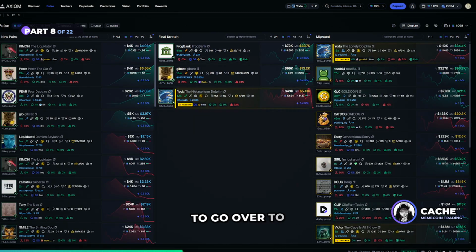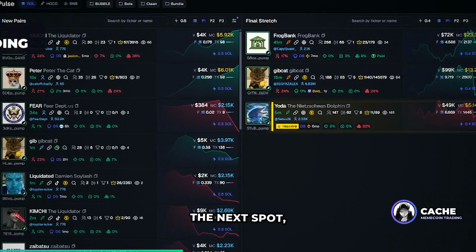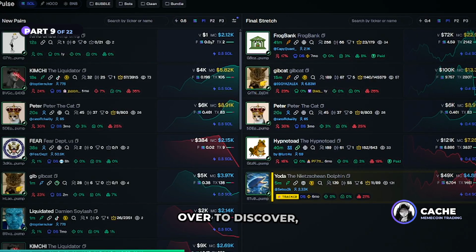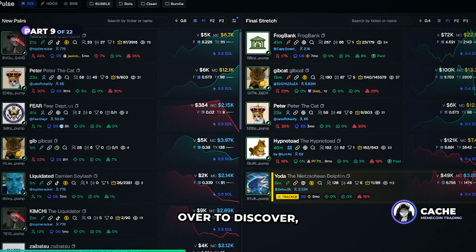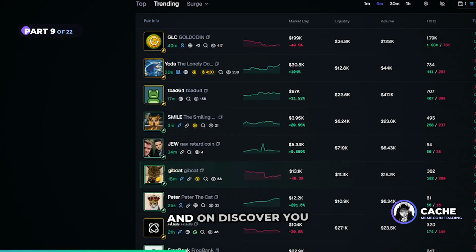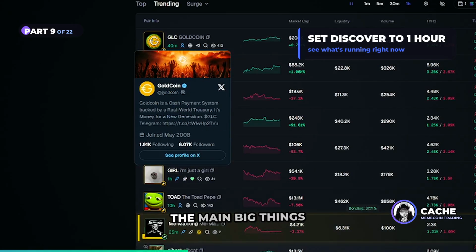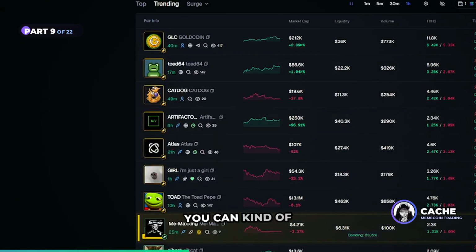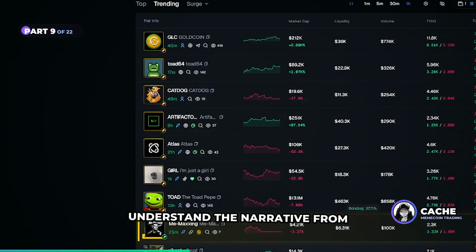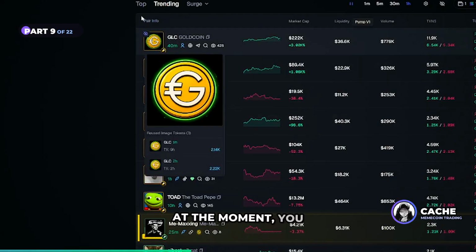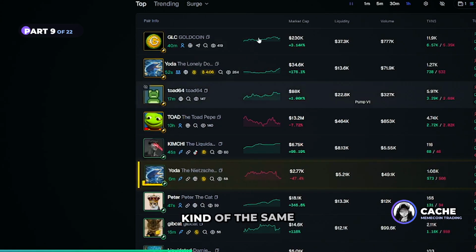So what we'll want to go over to next is Discover. And on Discover, you can see a lot of these coins that are going around. I would like to put it on the 1 hour so you can see what's been the main big things in the last hour. And you can kind of understand the narrative from this. So I would like to see what's been running today, what's running at the moment. You can even go on to top, which is kind of the same thing as trending.